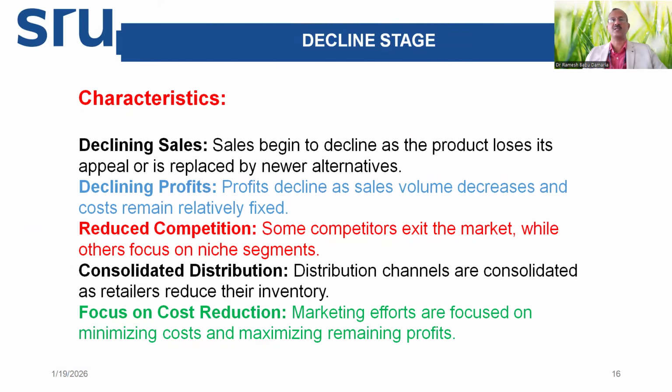Now let us see the last phase of the product life cycle, that is the decline stage. The characteristics are that sales begin to decline and the product loses its appeal or is replaced by new alternatives. Profits also will decline. Competition also is reduced because other competitors will focus on niche segments. Distribution is consolidated at this stage because retailers will reduce their inventory. Focus on cost reduction can be a strategy in this stage.